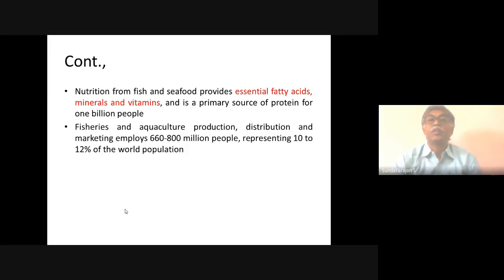The nutrition from fish and seafood provides essential fatty acids. As we know, it is the primary protein source for 1 billion people worldwide. This protein directly impacts our food economy. Fishery and aquaculture production, distribution and marketing involve almost 600 to 700 million people, representing 10 to 12% of the world population. It is also involved in the GDP of every country, contributing 20 to 25% of GDP in some countries.